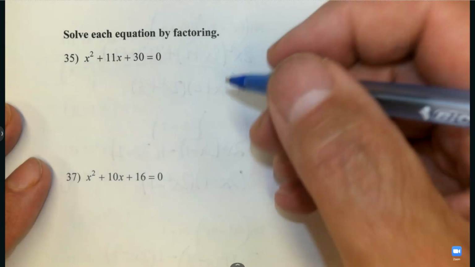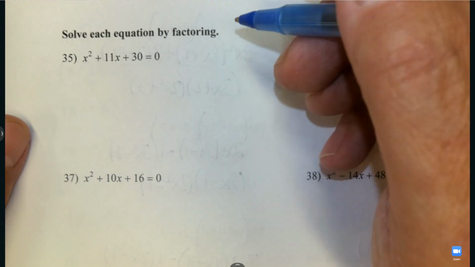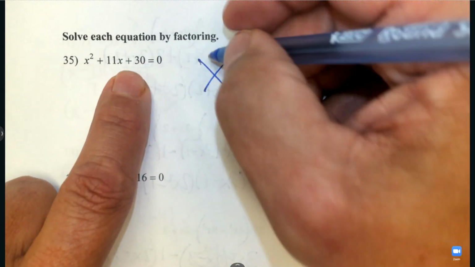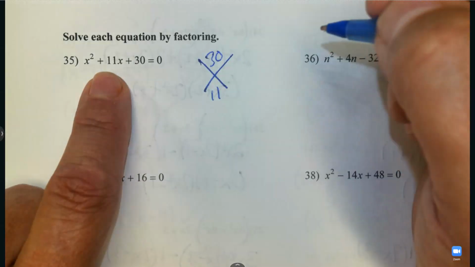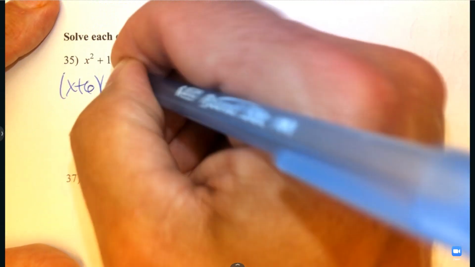Can you solve a quadratic equation? So the key for a quadratic equation is it must be equal to 0, and then we're going to factor it. So in 35 it is equal to 0, so just factor it. So we have 30 and 11. So the two numbers that multiply to 30 and add to 11 are 6 and 5. We know this from graphing.